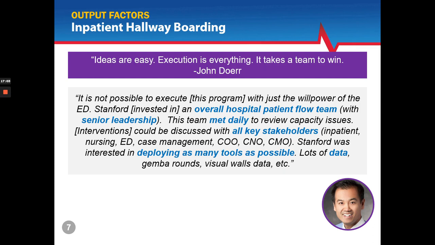So how do they do it? Well, here's what Shen has to say about it. He's the Vice Chair of Clinical Operations and Quality for the Stanford Department of Emergency Medicine. He's also the senior author of the paper we just looked at. According to him, it's not possible to implement a program like this with the willpower of the ED alone. Rather, Stanford assembled a hospital-wide patient flow team, which included senior leadership that met daily to review capacity issues, including crowding. They discussed multiple interventions, including but not limited to the inpatient hallway boarding program, and monitored their implementation using data.